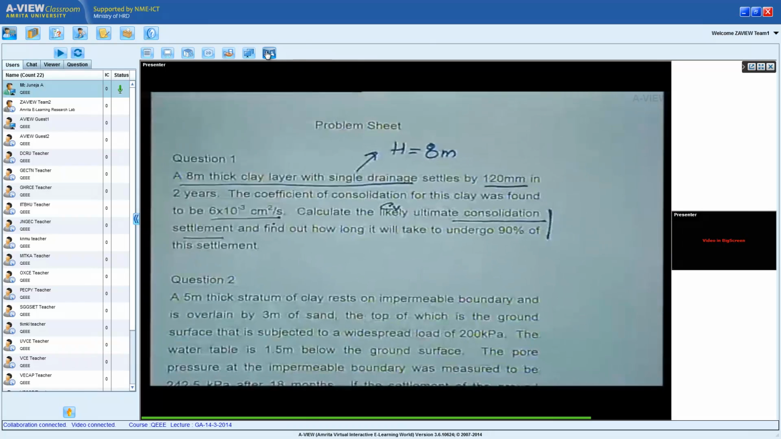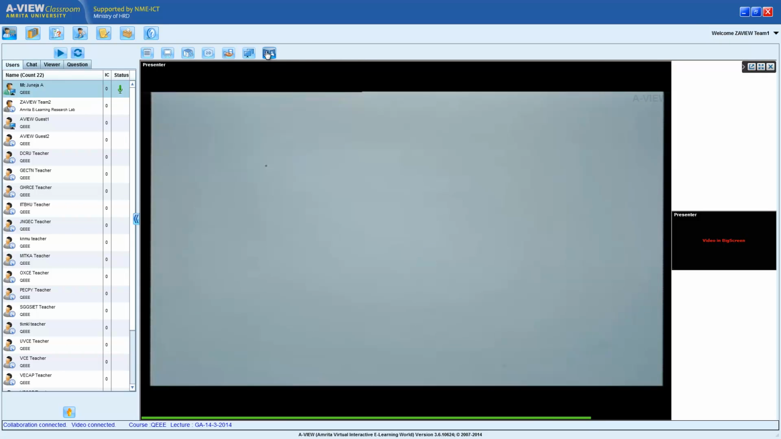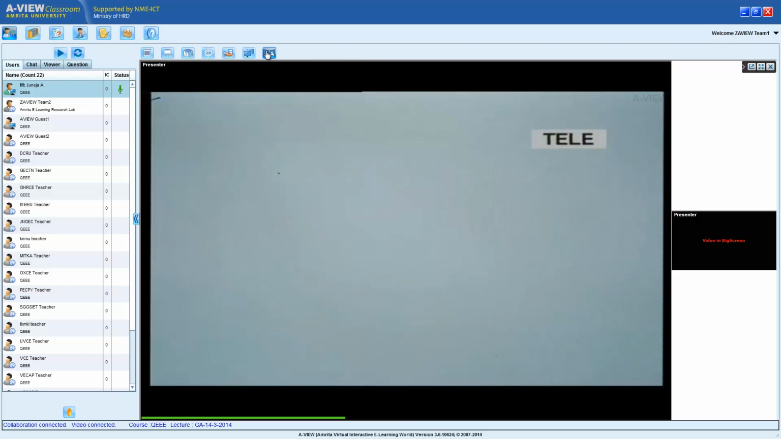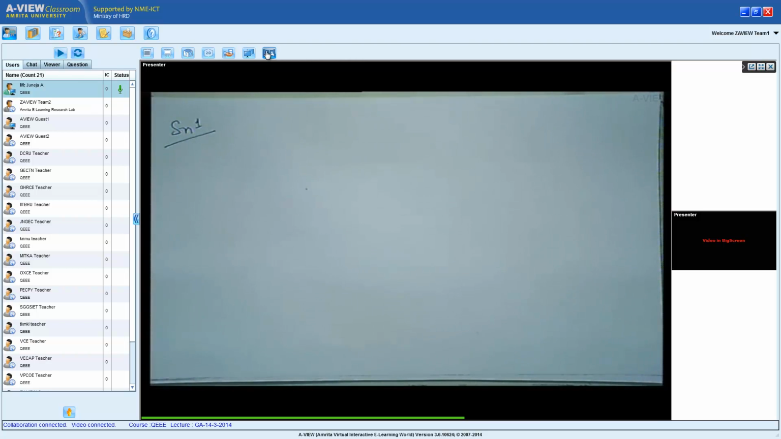For this one, let me just remove this sheet, please. Yeah, slowly, very slowly. Okay, I won't zoom in again. Thank you.